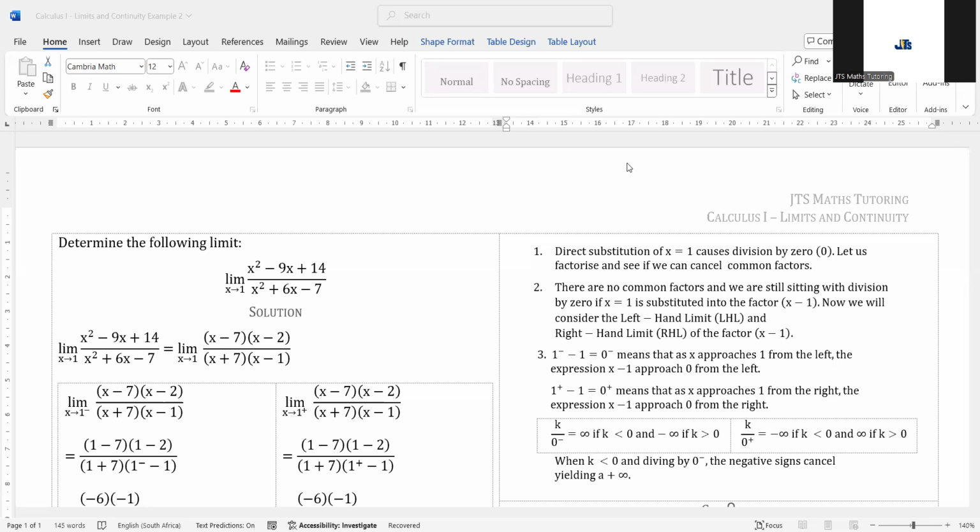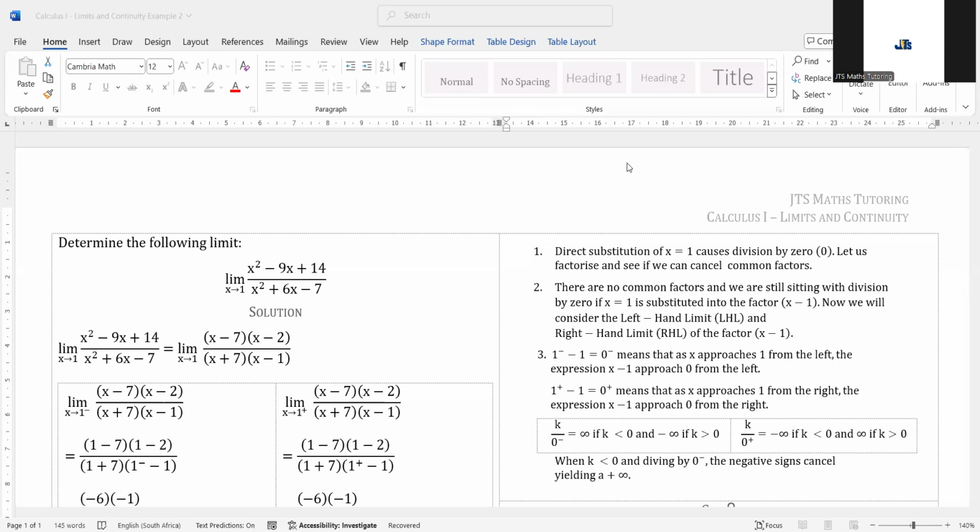Today, we are going to be looking at the Calculus 1 limits and continuity problems. So let's get going. I've been given the limit of x squared minus 9x plus 14 over x squared plus 6x minus 7 as x is approaching 1.